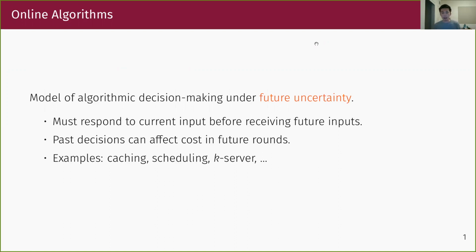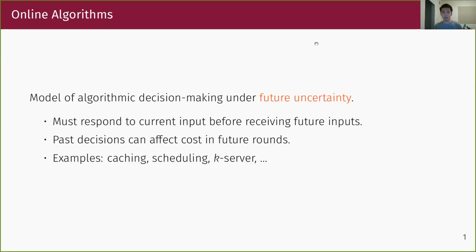So what's the core component of our online algorithms is modeling decision-making under future uncertainty. The future uncertainty comes in because in the online algorithm setting, we have to respond to each input before receiving the next input. And how decision-making comes in is because the choices that we made in past rounds will affect the decisions we have available and the costs in future rounds.